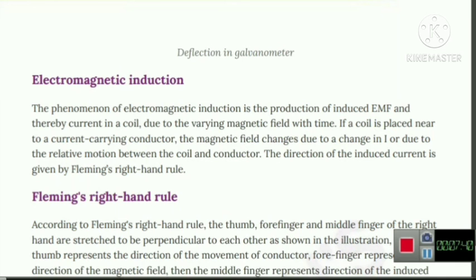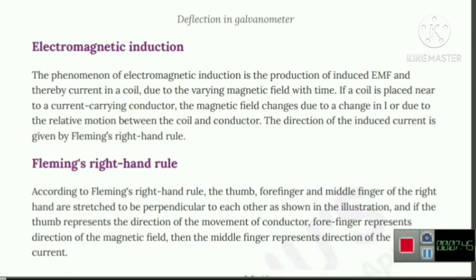Electromagnetic induction is the phenomenon of inducing current. The induced current is found to be the highest when the direction of motion of the coil is at right angles to the magnetic field. In this situation, we can use a simple rule to know the direction of the induced current. Here you can see Fleming's right hand rule, so we have to consider our right hand.